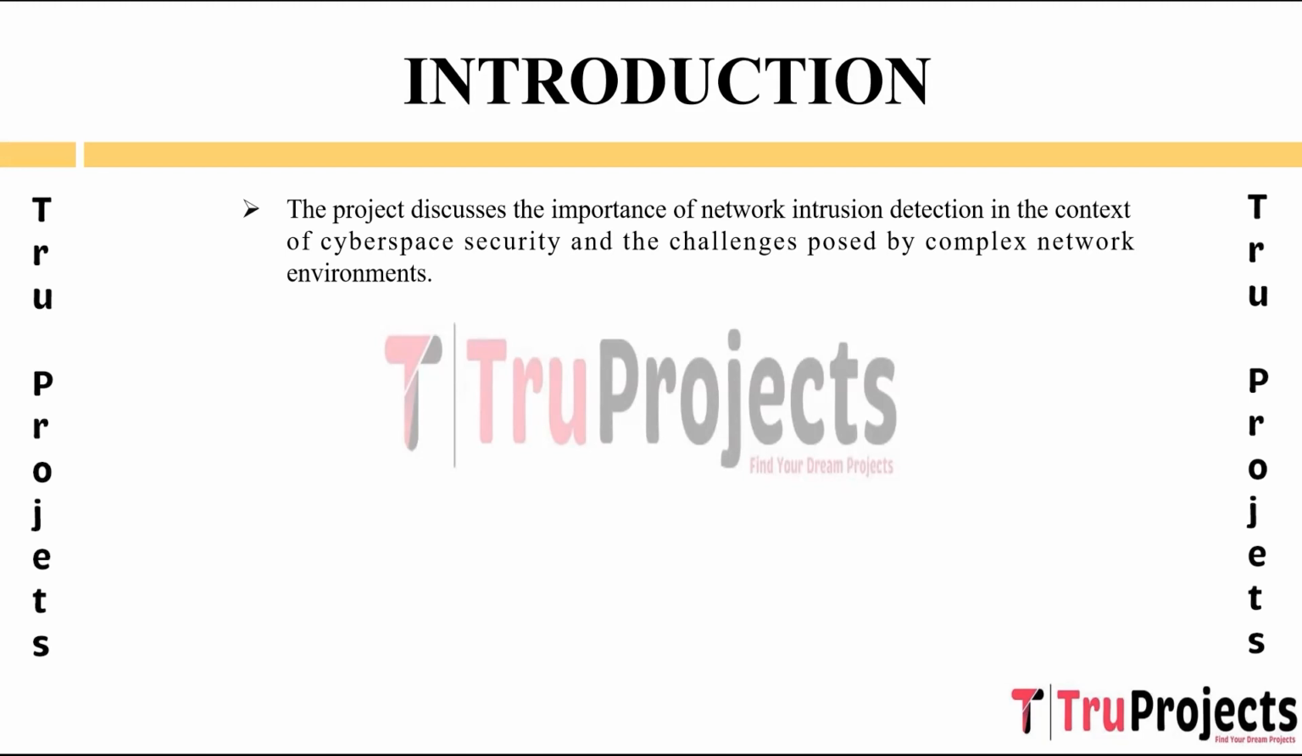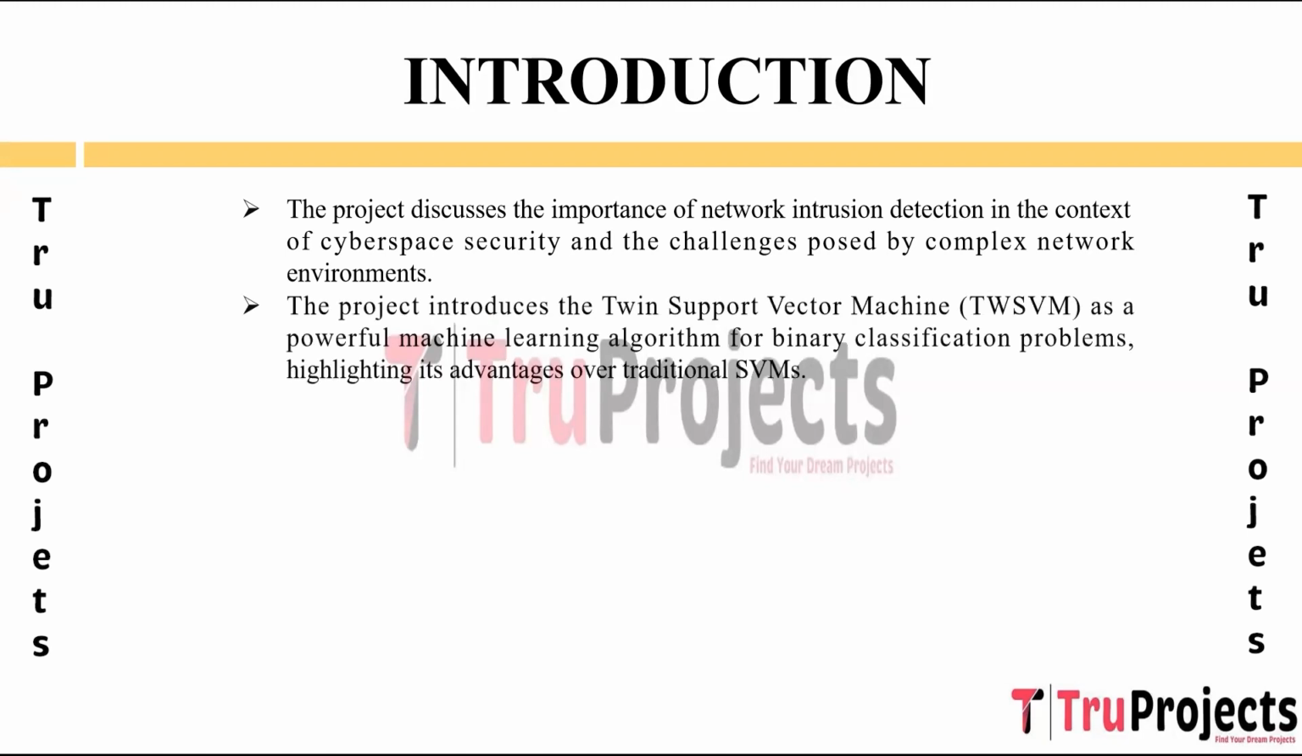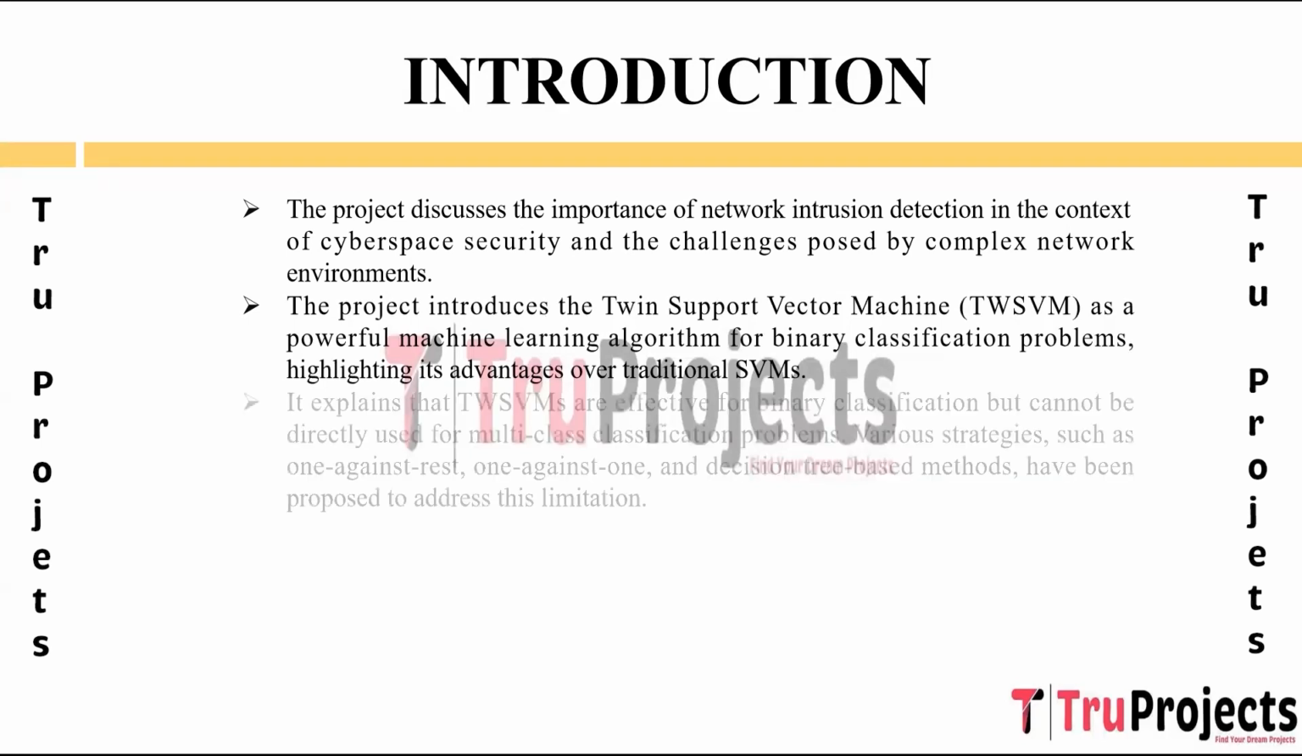complex network environments. Twin support vector machine is an extension of traditional SVMs known for their effectiveness in binary classification tasks. Twin support vector machine (TWSVM) optimizes two parallel hyperplanes to achieve better separation between classes, potentially improving classification accuracy. Its advantage over traditional SVMs lies in its ability to handle imbalanced datasets and potentially offer better generalization.